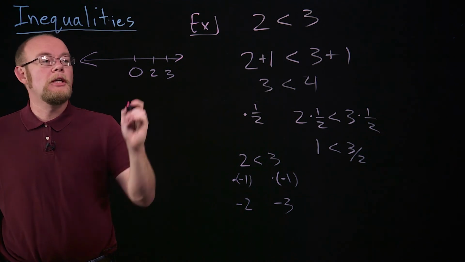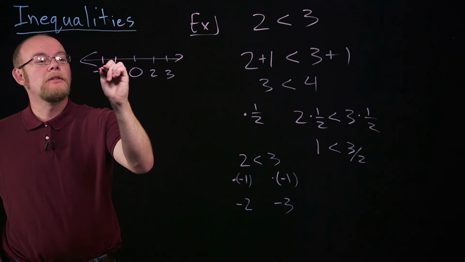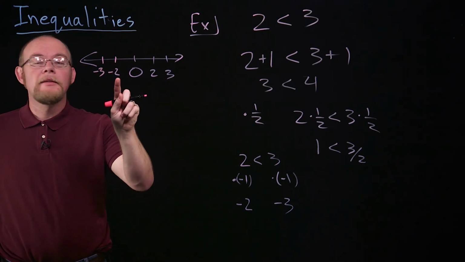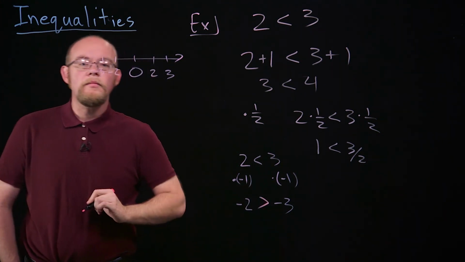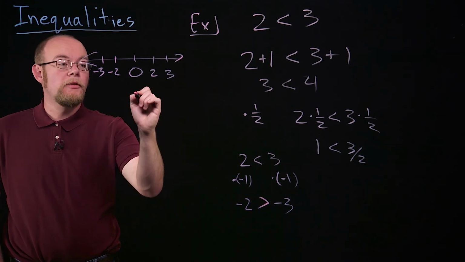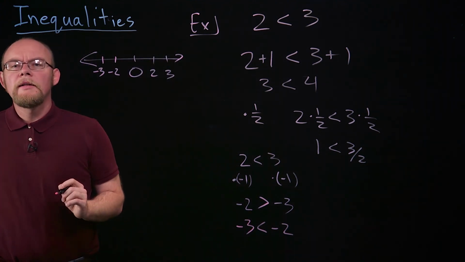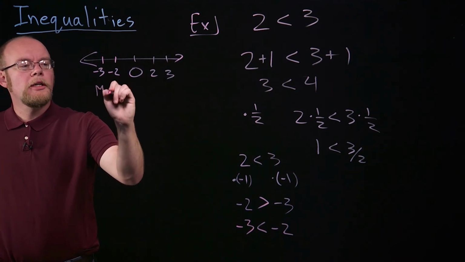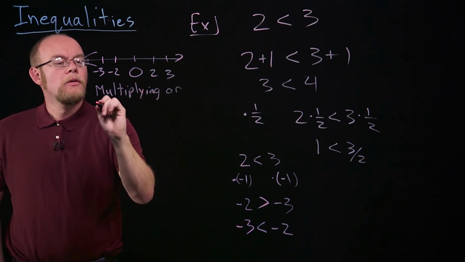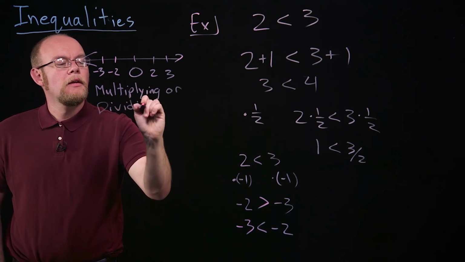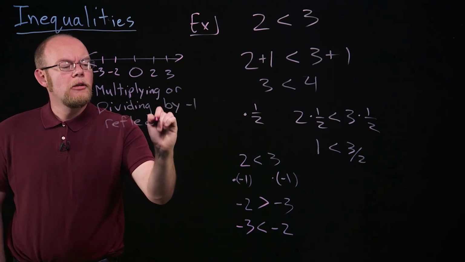Now if we compare -2 and -3, we take 2 steps over, that gives us -2, and then we take another step over, that gives us -3. And we'll notice that, in fact, -3 is now to the left of -2. And we write it down like this. Or if we want to flip the order, we can also write that -3 is less than -2. Now, why does this happen? Well, when we multiply or divide by a negative number, it reflects the number line.